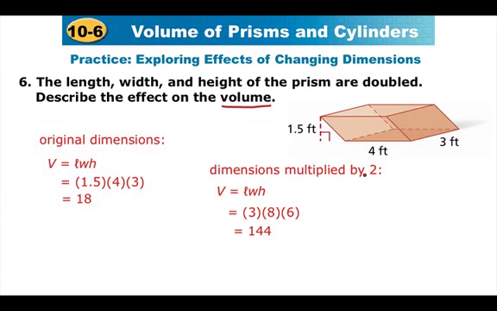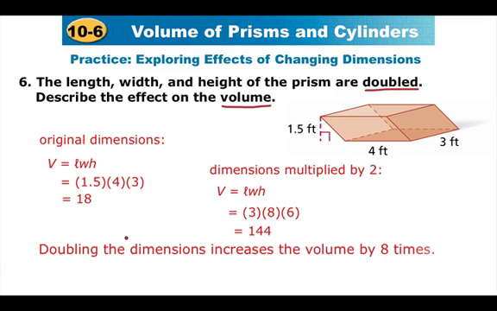If the dimensions are multiplied by 2, why? Because that's what double means. This is what you get. And notice that if you multiply 18 times 8, you get 144. But if you want to do it this way, you have to actually compute the volume of the original dimensions, the volume of the new dimensions, and then figure out what factor you need to multiply this by so you can get 144. Or all you need to know is that this represents the number 2.